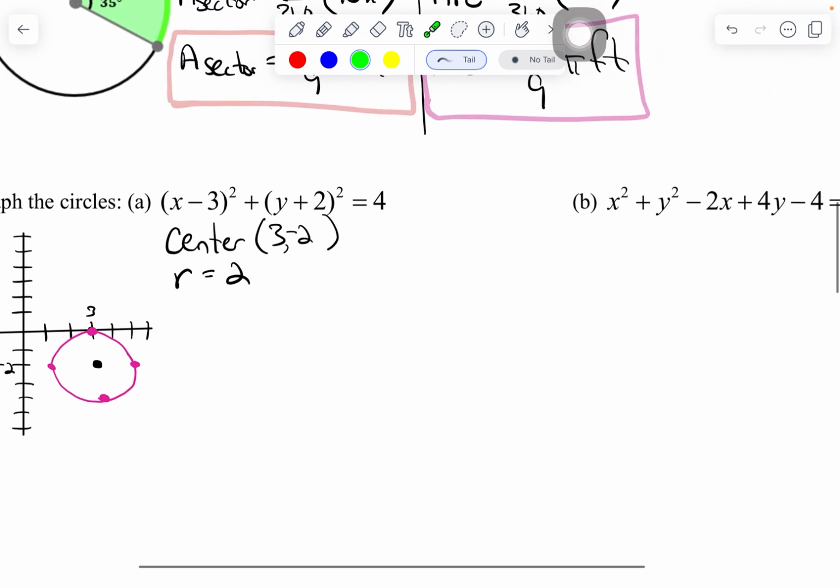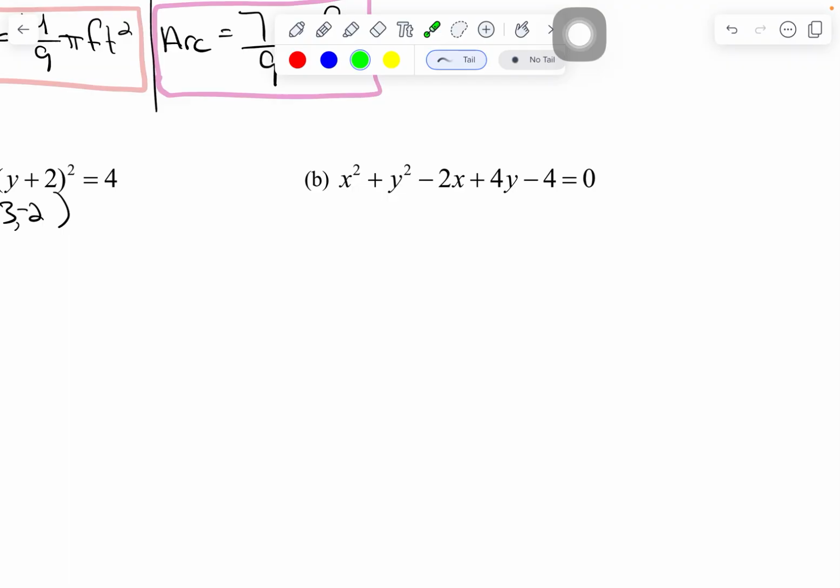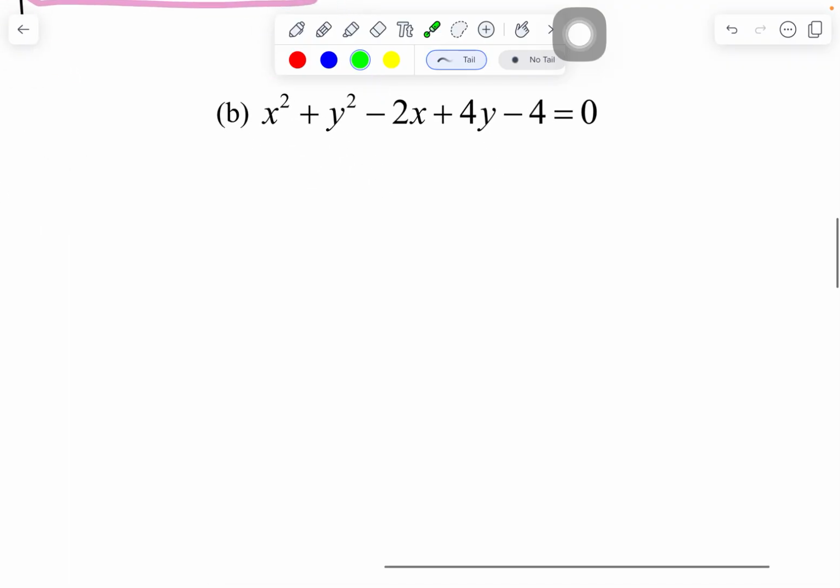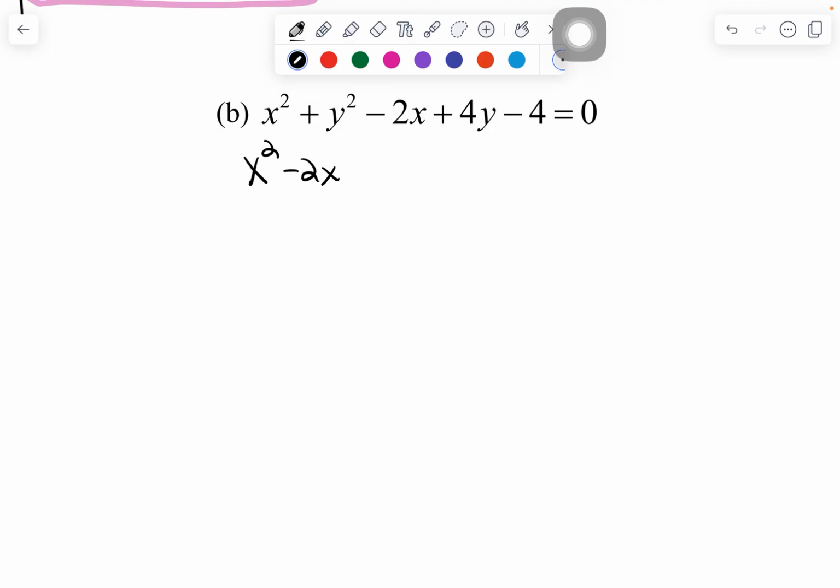Okay. Part B, unfortunately, I gave you this equation in general form. You need to put it in standard form. So let's complete the square for x. And then we're going to go ahead and complete the square for y. All right, little space here to complete for x. Let's see, plus y squared plus 4y.